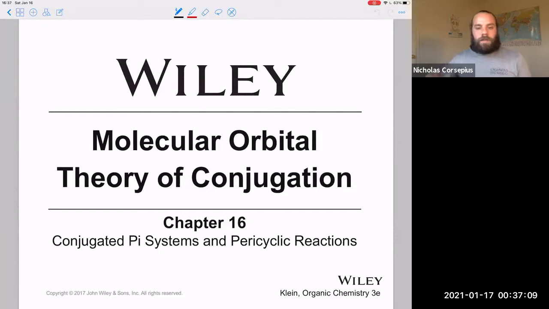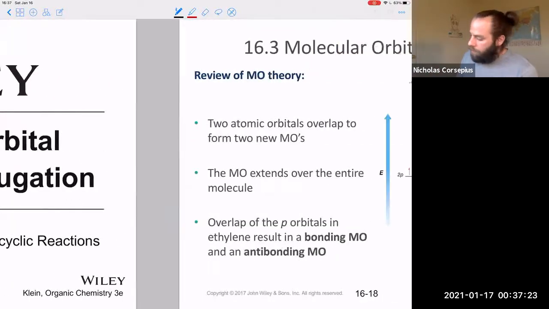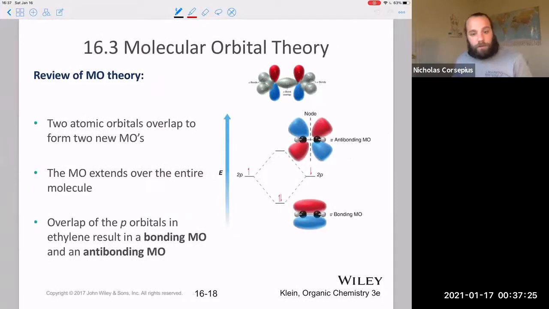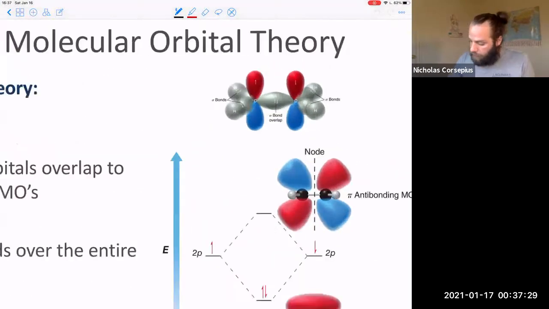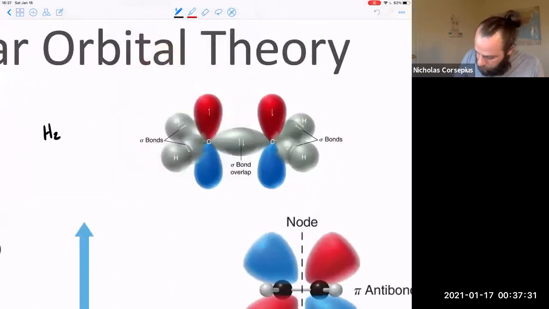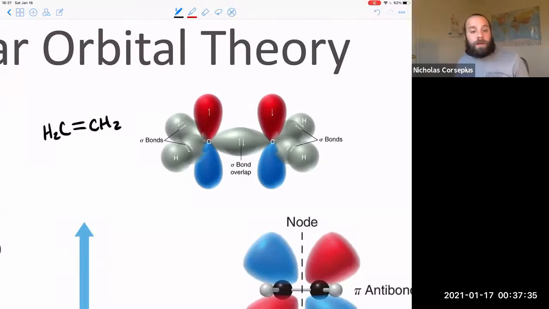All right, so now we're going to give our explanation as to why a conjugated set of pi bonds is more stable than isolated pi bonds using molecular orbital theory. Just to remind what molecular orbital theory is, we talked about it a little bit last semester, but let's again just take ethene as an example here.